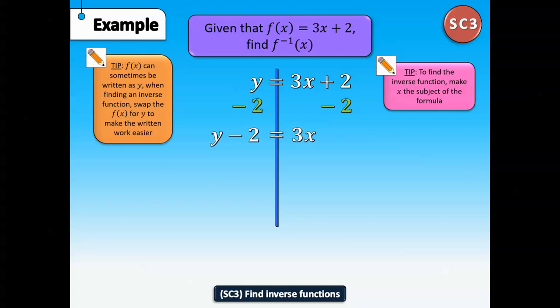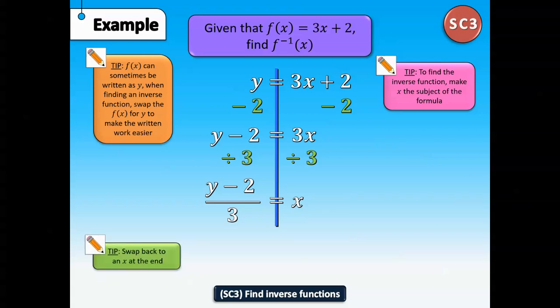And then to get x on its own, we divide both sides by 3. So y minus 2 over 3 equals x. Swap the y back to x at the end. So f minus 1 of x is x minus 2 over 3.